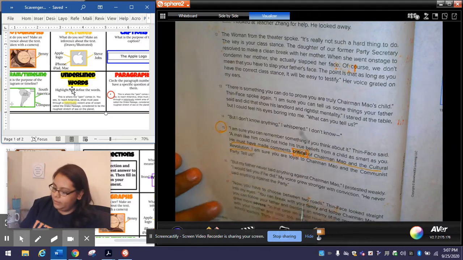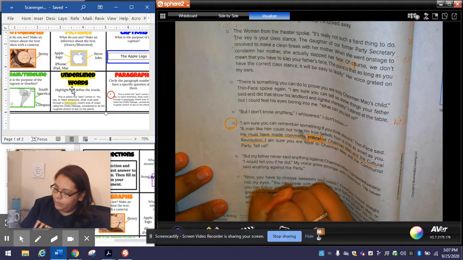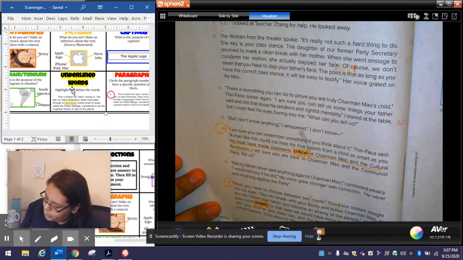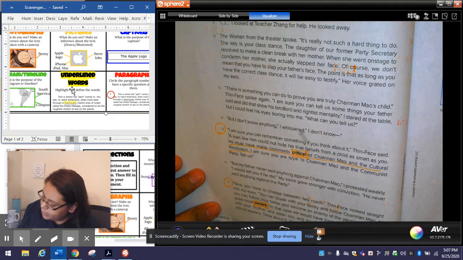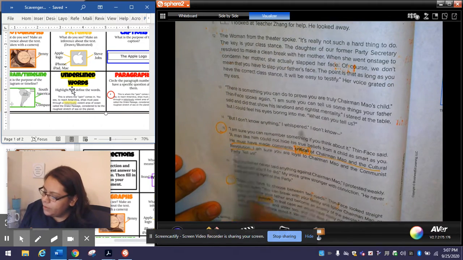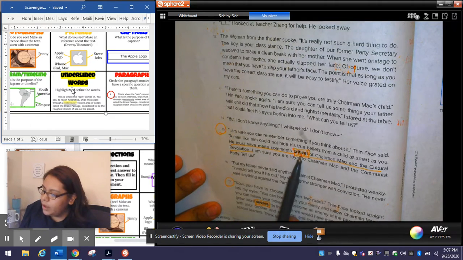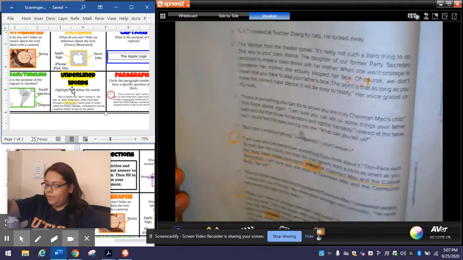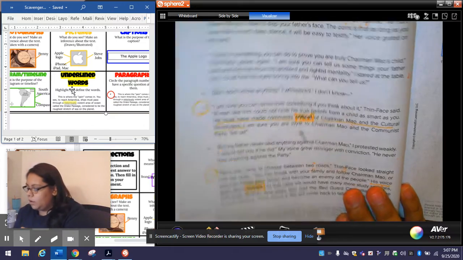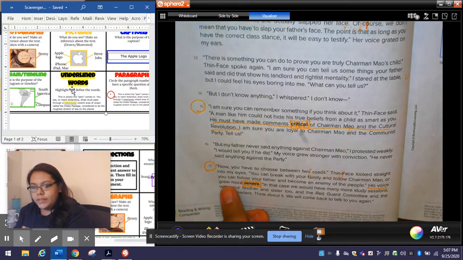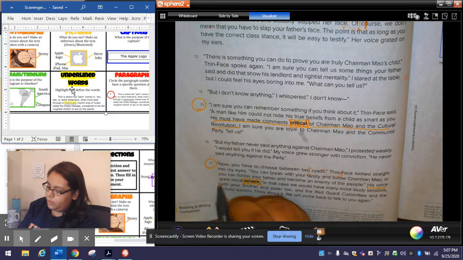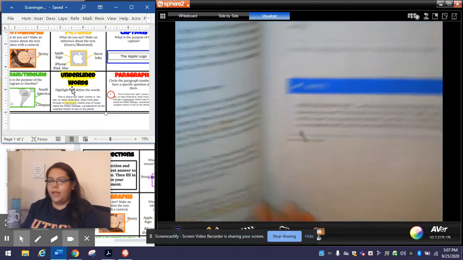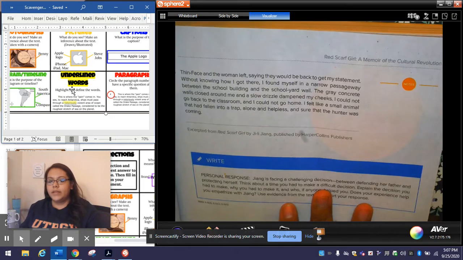Paragraph 17 has the word severe. And I am going to underline his voice. Did I read the sentence? For critical, he must have made some comments critical of Chairman Mao and the Cultural Revolution. And then right here, his voice grew more severe. All right. And I think that's the last vocabulary word that we've got.